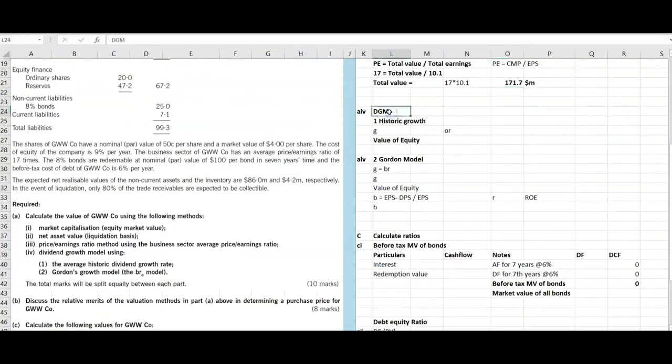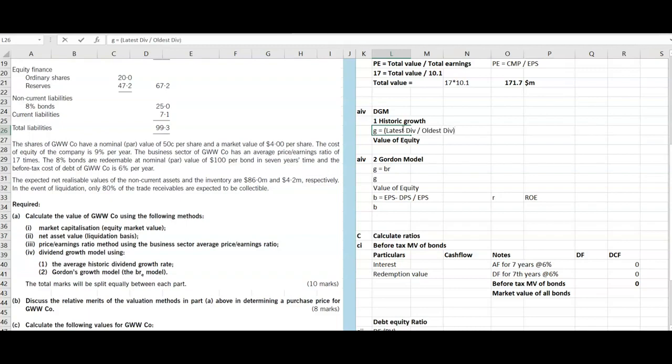The next method is the dividend growth model. They're asking us to work out the growth in the dividend through two formulas. One is the historic growth model and the other one is the Gordon model. First we'll find out through the historic model. G has a formula. The formula would be like this: G equals the latest dividend divided by the oldest dividend.